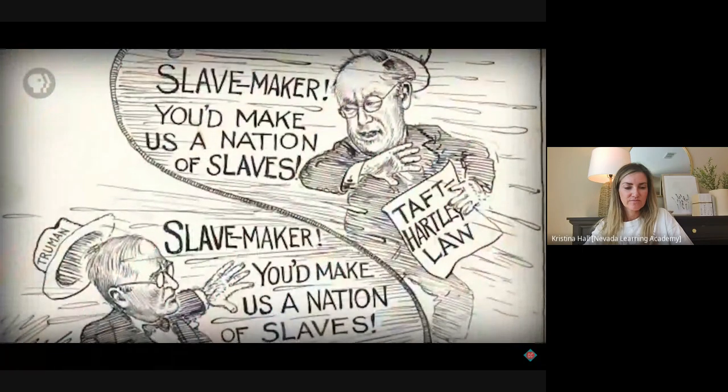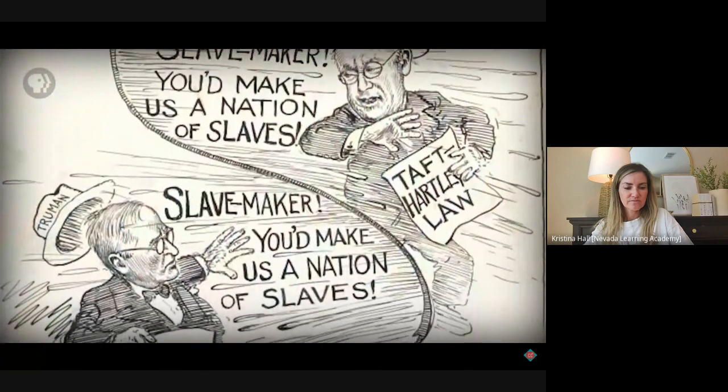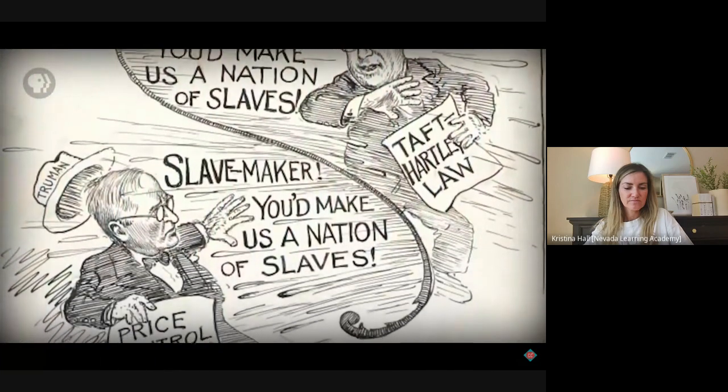The Taft-Hartley Act of 1947 passed over Truman's veto. I like to call it the Tartley Act. Shorten it. It's a portmanteau.